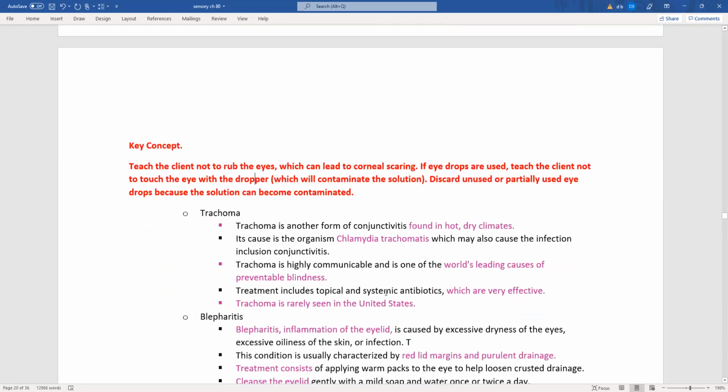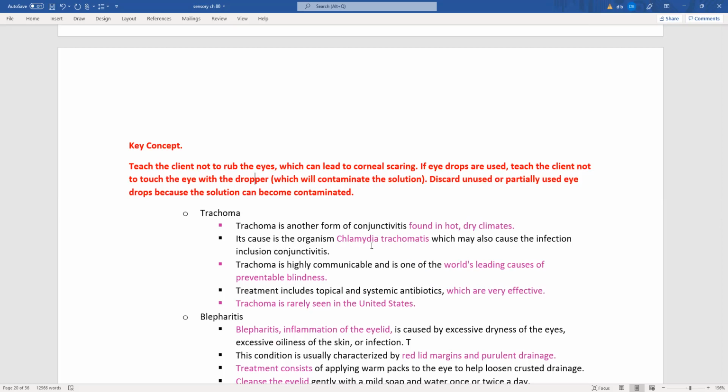Now, trachoma. Trachoma is another form of conjunctivitis found in hot, dry climates. It really doesn't happen in the United States like that. Its cause is the organism Chlamydia trachomatis. It looks like Trichomonas, but it's Chlamydia trachomatis, which may also cause inclusion conjunctivitis.